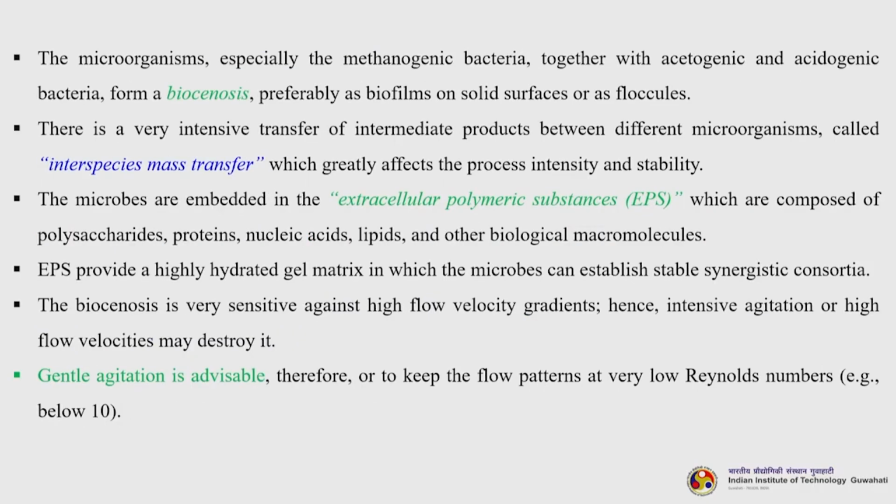The microorganisms, especially the methanogenic bacteria, together with acetogenic and acidogenic bacteria form a biocenosis. Biocenosis means a consortium of bacteria, preferably as biofilms on solid surface or as floccules. So, there is a very intensive transfer of intermediate products between the different microorganisms, called the interspecies mass transfer, that greatly affects the process intensity and stability.